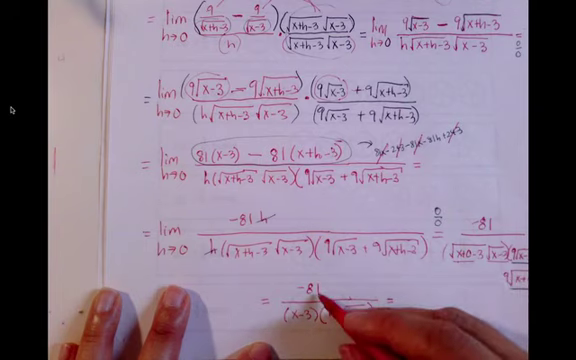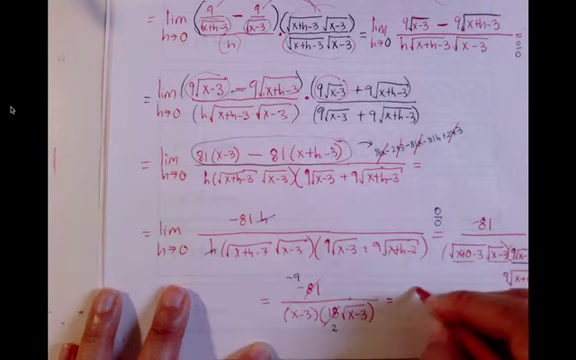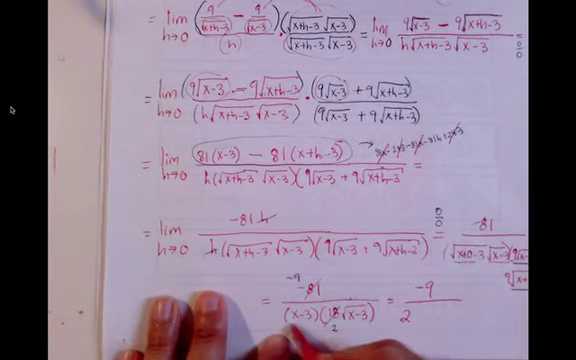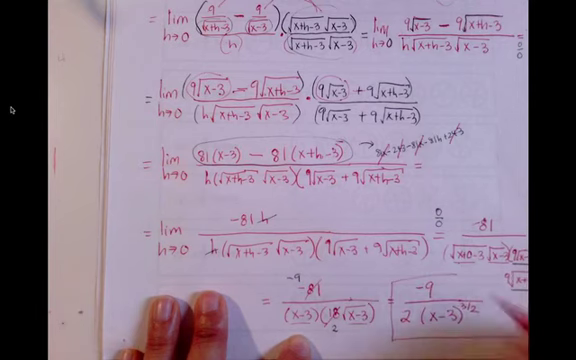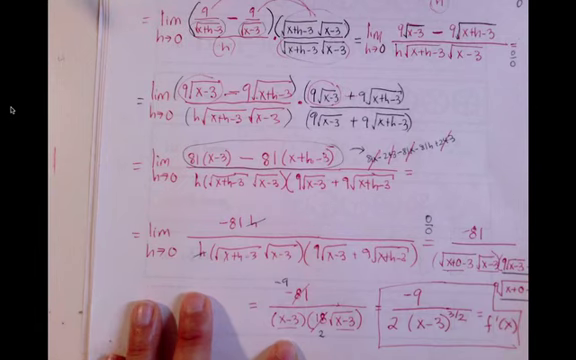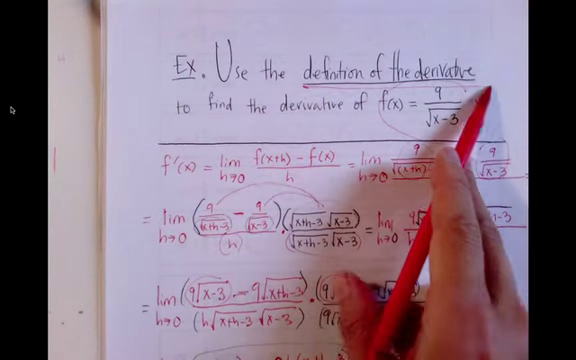I can divide this by 9, right? And I get negative 9 over 2. So my final answer is going to be negative 9 over 2. This times this will give me x minus 3 to the 3 halves. And this is my derivative function. So this is f prime of x. Okay, so that's an example of how to use the definition of the derivative to find the derivative.